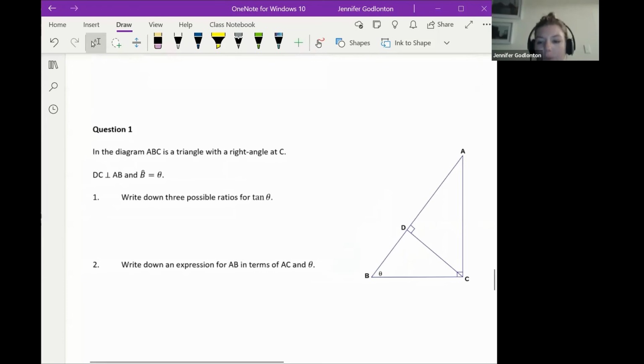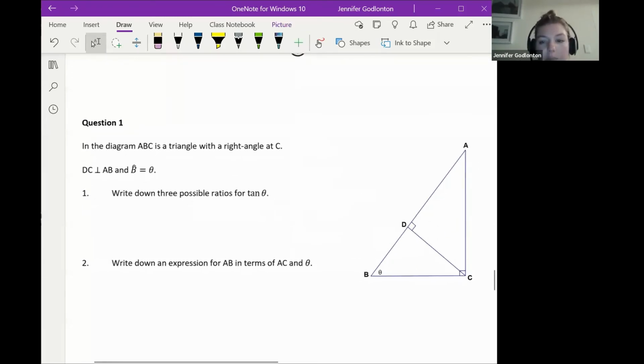So I've taken these questions from exams, and they're all stuff that we're able to do at the moment. So in the diagram, we've got triangle ABC, and it is a right angle triangle. So there's our right angle there. And there's another triangle, which is ADC. It is a right angle there. They've also told us that angle B is theta.